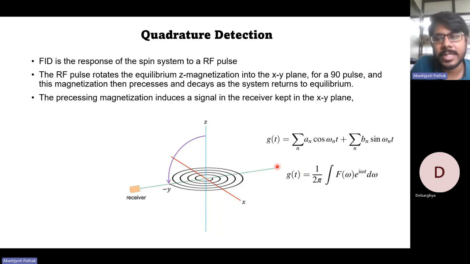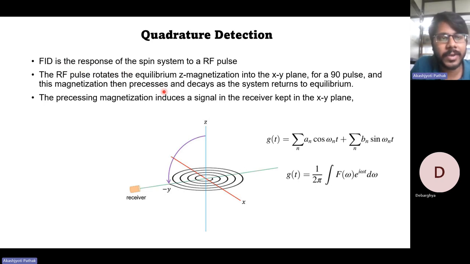And this G of t is the Fourier transform of all the frequencies which are decaying. Okay. So FID, so what is free induction decay?